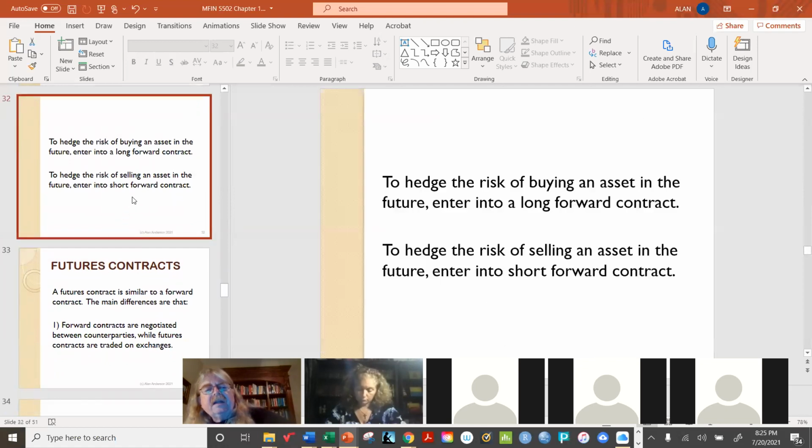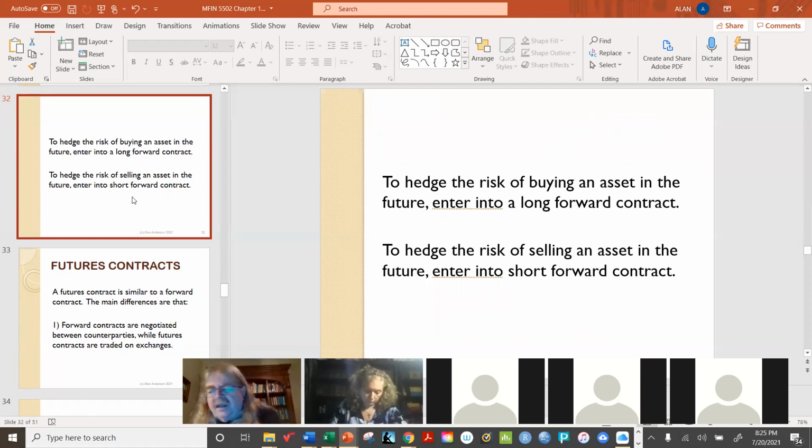So you can do anything you want with a forward contract. It's easy to enter into, it's easy to get out of, and it's easy to hedge your risk, and there's no cost involved. You don't have to pay to do this. There might be some fees or something, but basically it's free.